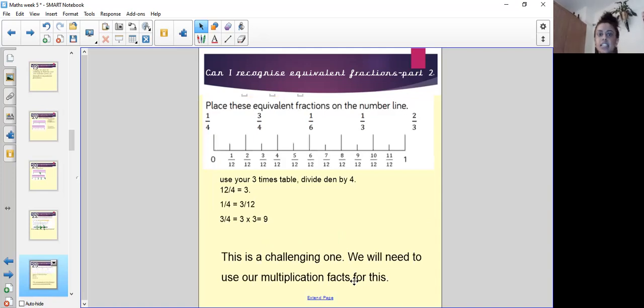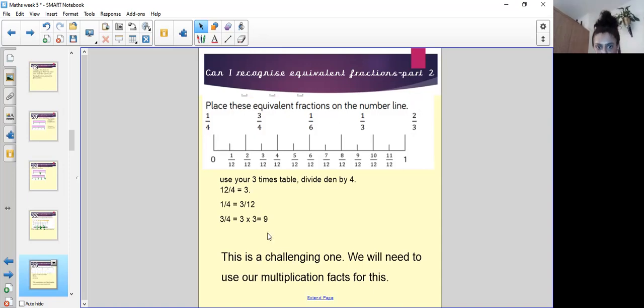So place these equivalent fractions on the number line. We know that this number line is going in twelfths. So this is a bit of a challenging one, which I actually struggled with because I haven't done fractions for a very long time. So before I did the video, I had to actually have a look and have a bit more of an understanding. So we have to use the 3 times tables and divide the denominator by 4.